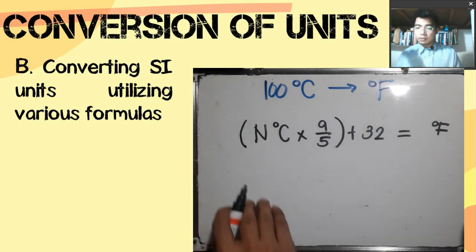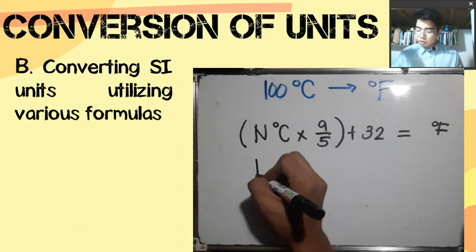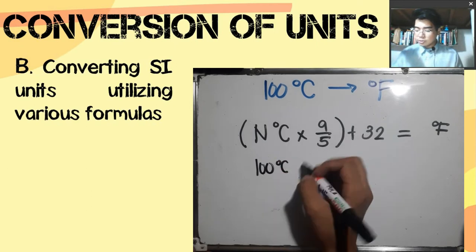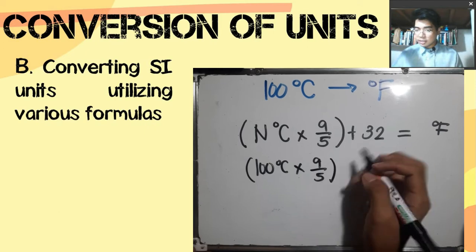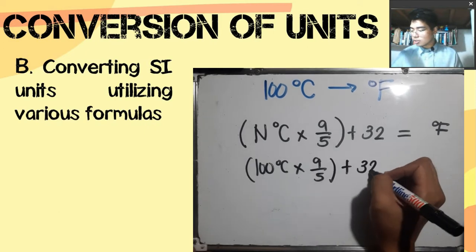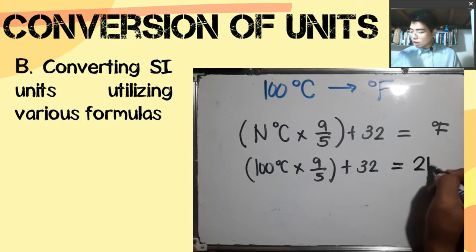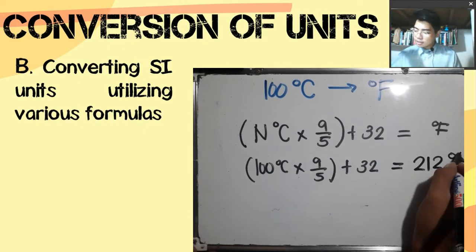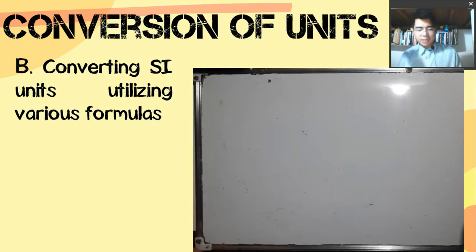Okay, now, how are we going to do this? Let's substitute the terms. 100 degrees Celsius times 9 over 5 inside the parenthesis plus 32, which will now give us the value of 212 degree Fahrenheit. So that is for letter B.